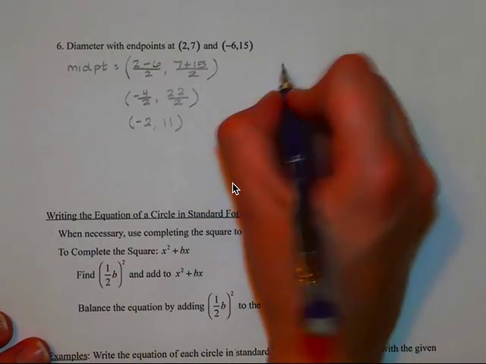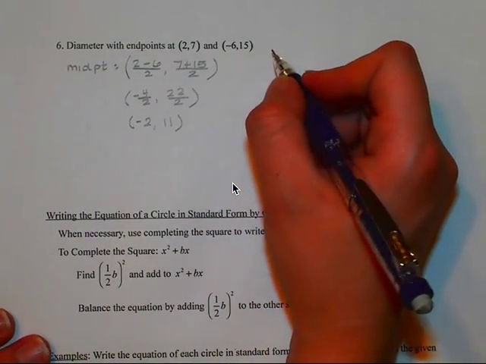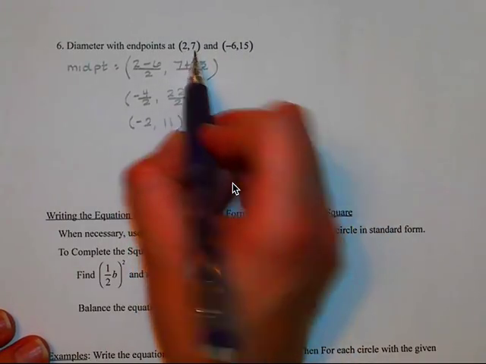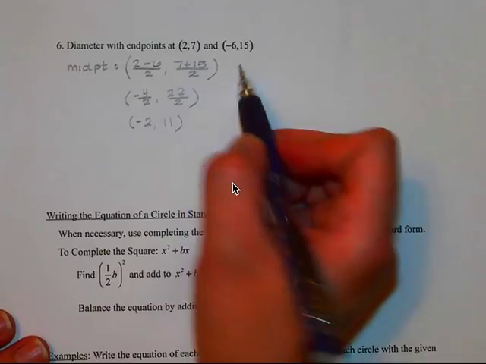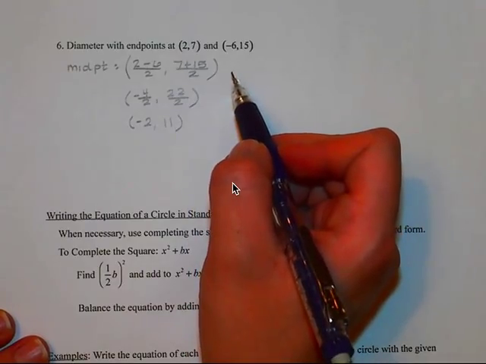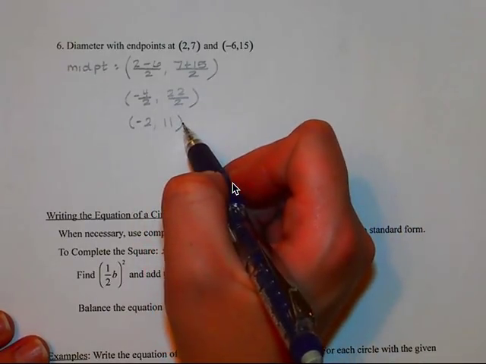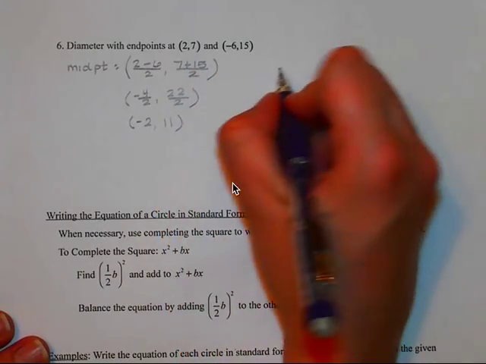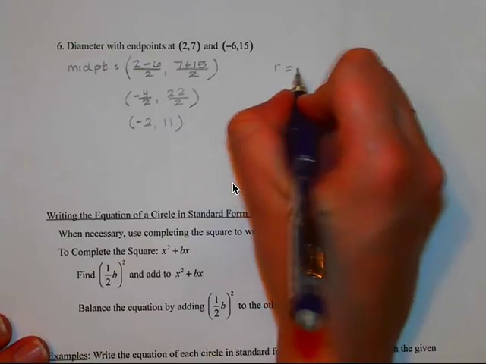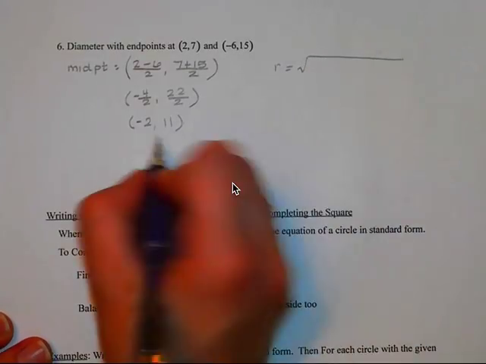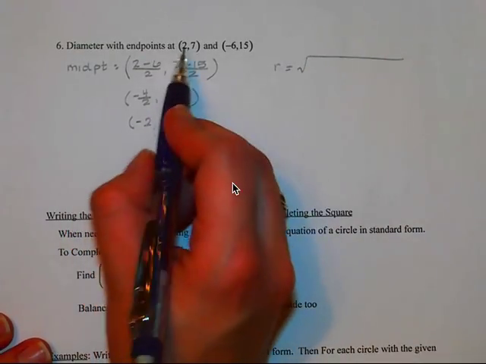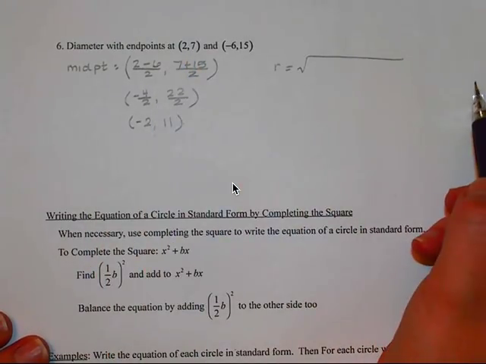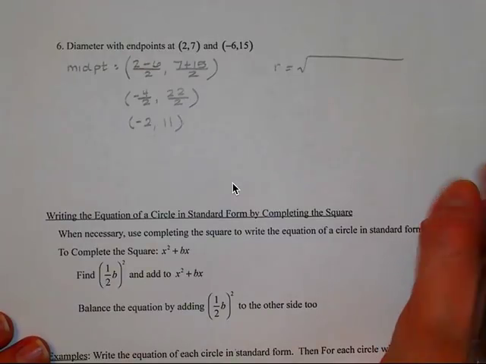To find the length of the radius, we can do one of two things. We can either use the original 2 coordinates to find the length of the diameter and then cut it in half, or we can use the center and one of the points to find the length of the radius. So I'm going to go with the latter option. I'm going to use the center point and this coordinate on the circle, (2, 7), and calculate the length of the radius using the distance formula.